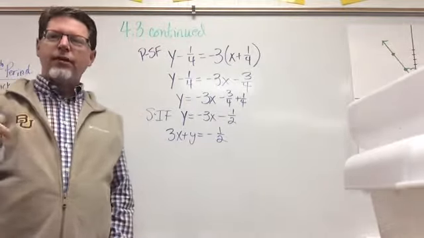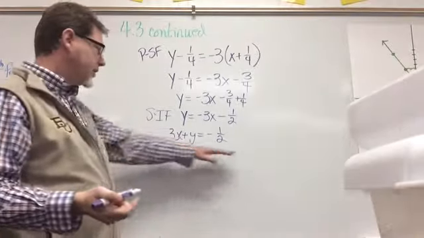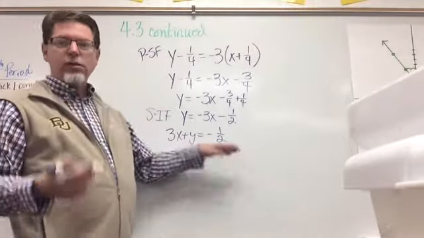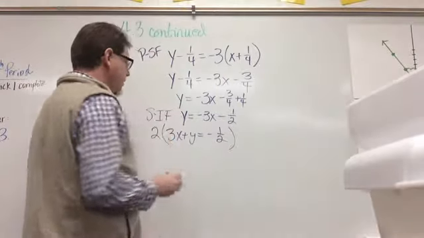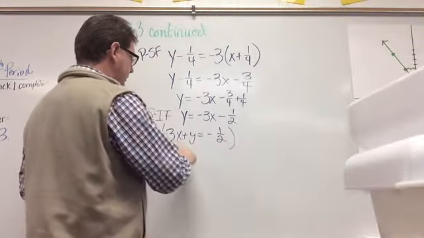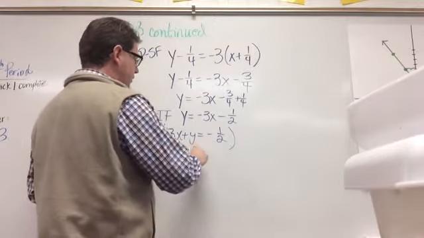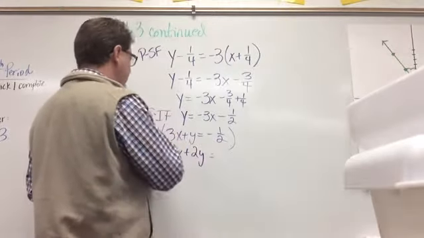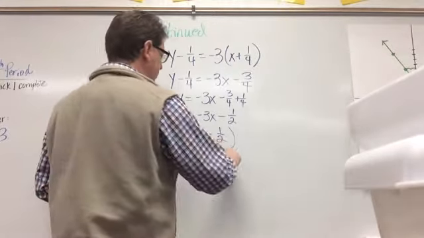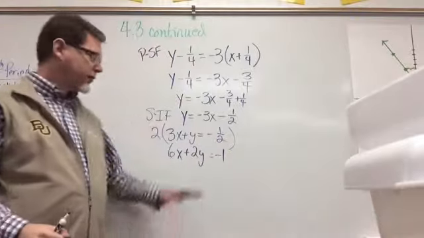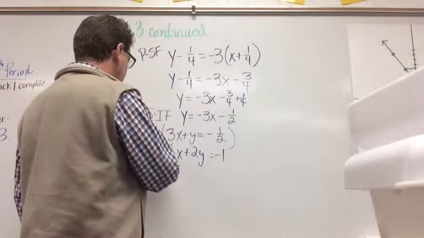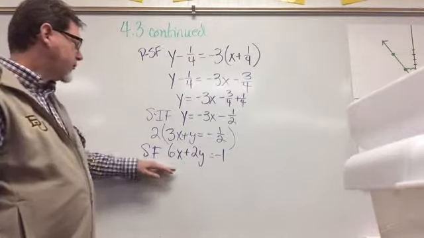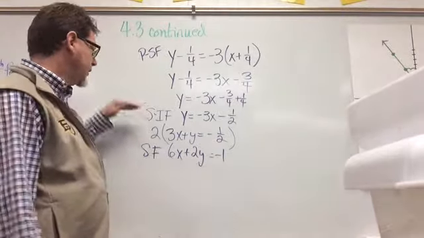So I have to multiply everything by the denominator. My denominator is 2. So I'm going to multiply everything by 2. So 2 times 3x is 6x. 2 times y is positive 2y equals 2 times negative 1/2 is negative 1. So my standard form is 6x plus 2y equals negative 1. Standard form, 6x plus 2y equals negative 1.